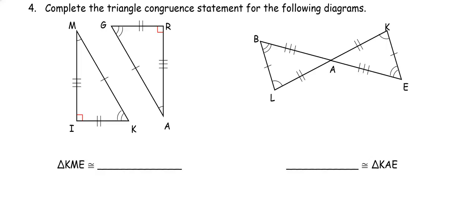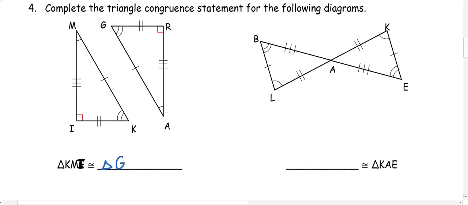So in the first one, we have triangle KMI, and we need to match it up to get our second triangle. So the first letter K, look at angle K. Angle K has 2 congruency marks, so we need to see what angle in the other triangle also has 2 congruency marks, which would be G. So G is the first letter.